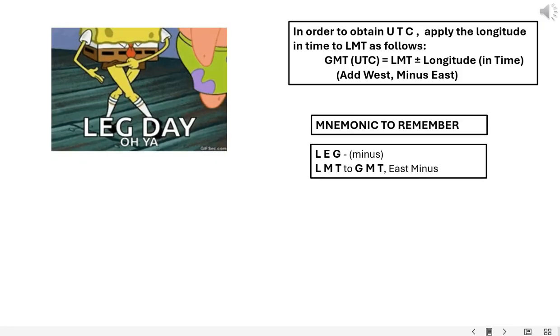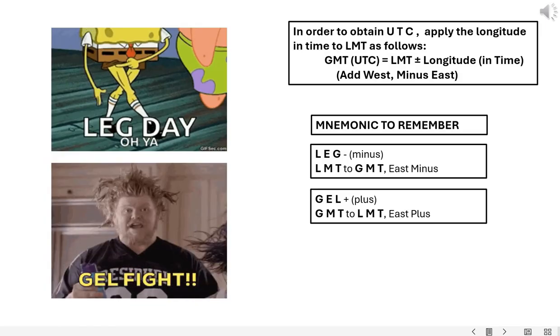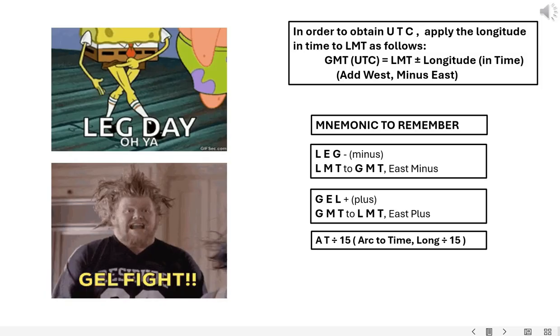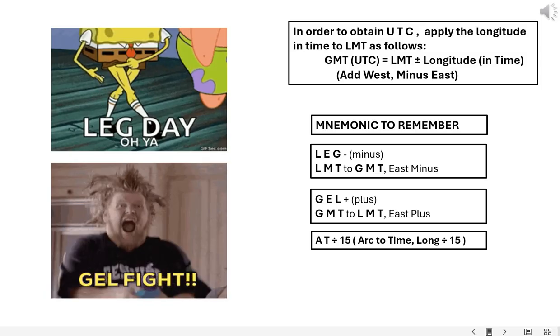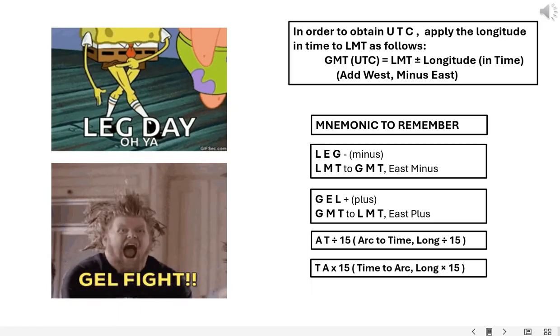In order to obtain UTC, apply the longitude in time to LMT as follows. GMT or UTC equals LMT plus or minus longitude in time. Add west, minus east. Mnemonics to remember: LEG minus, LMT to GMT, east minus. GEL plus, GMT to LMT, east plus. Arc to time: longitude divided by 15. Time to arc: longitude times 15.